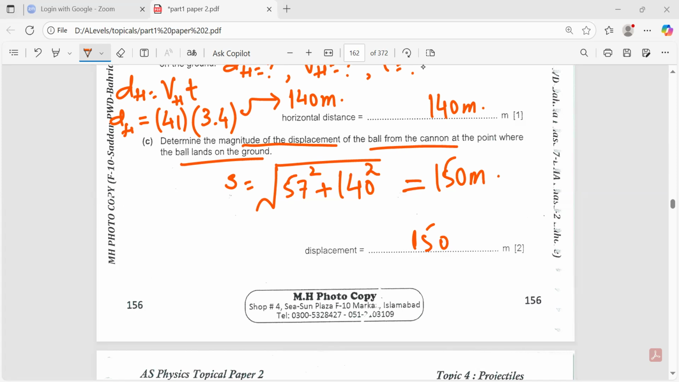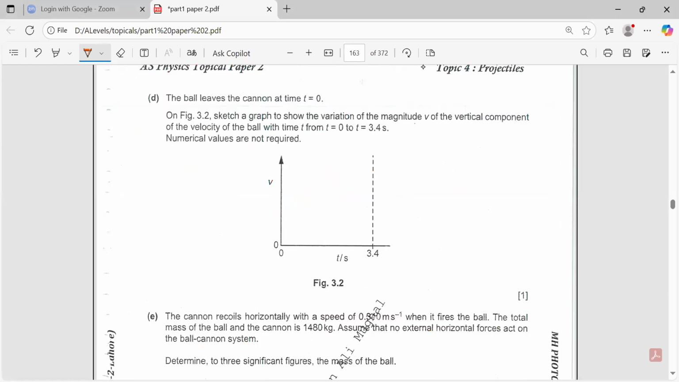Okay, good. Next, we are moving onward. Up now it says, draw a graph. अब आपने graph बनाना है. The ball leaves the cannon at time t equals 0. On figure 3.2, sketch a graph to show the variation of the magnitude v of the vertical component of the velocity of the ball with time t for time t equals 0 to 3.4 second.